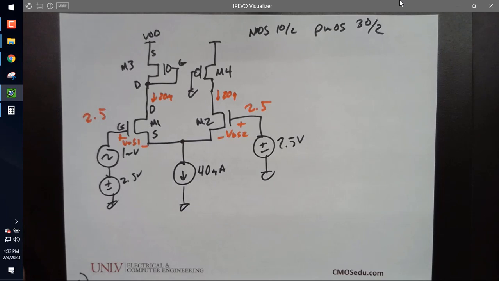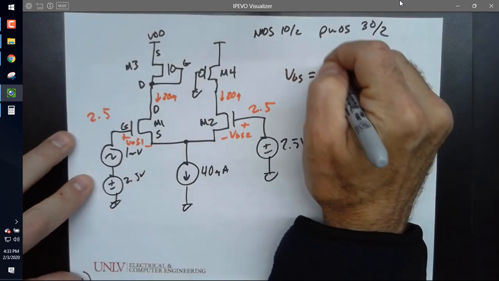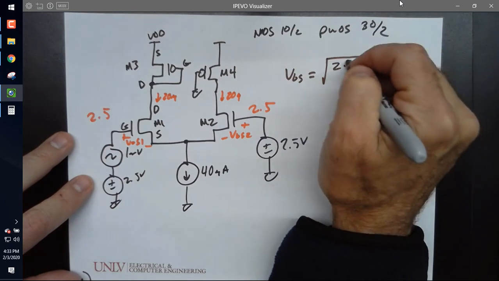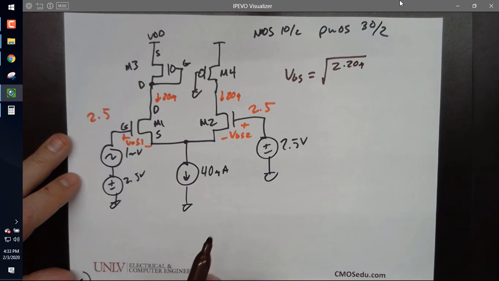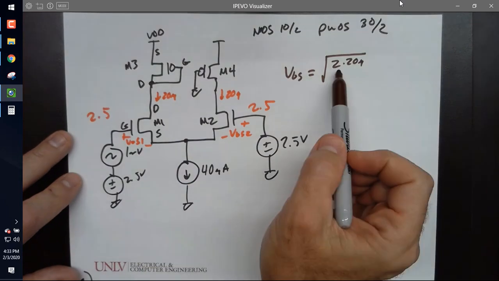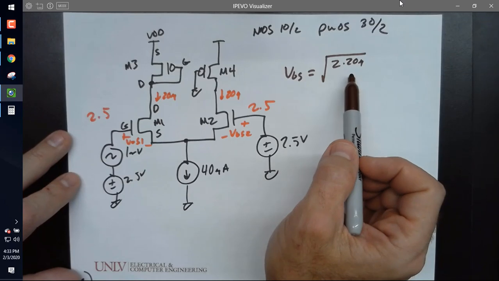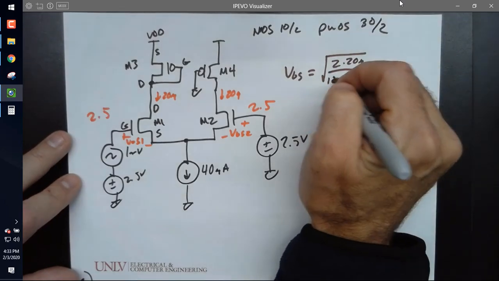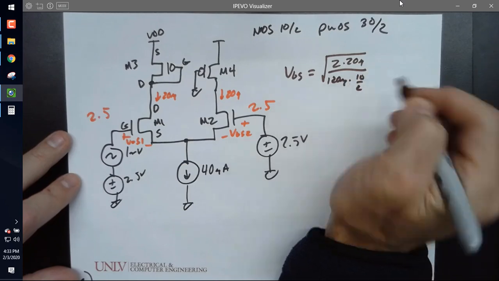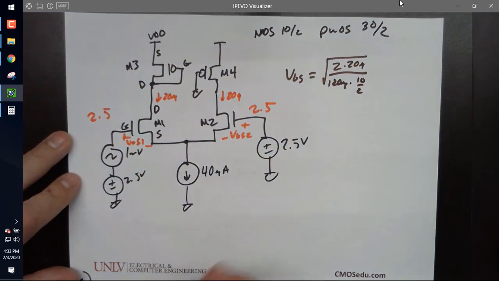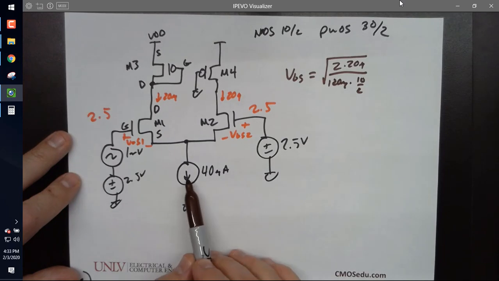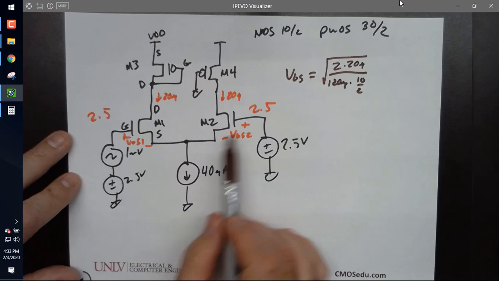All right, so now tell me how to calculate V_GS. V_GS equals the square root of 2 times 20 micro. This is where a lot of students make a mistake: it's 2 times I_D over K'P times W over L, correct? So that's 120 micro times 10 over 2. For these two, a lot of times the students will forget that half of the current, the tail current here, flows in each MOSFET, and they'll use 40 here instead of 20.